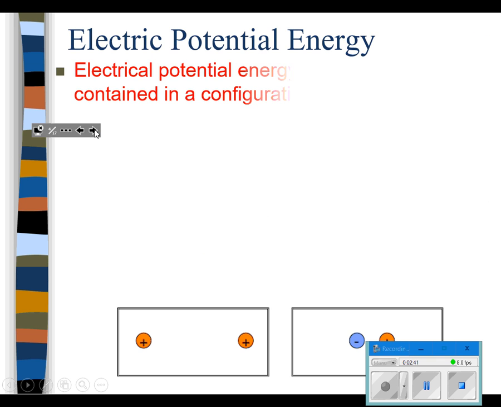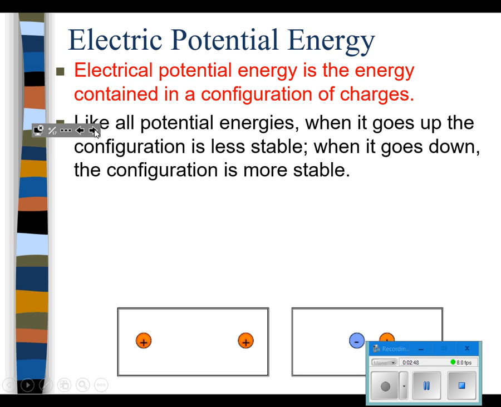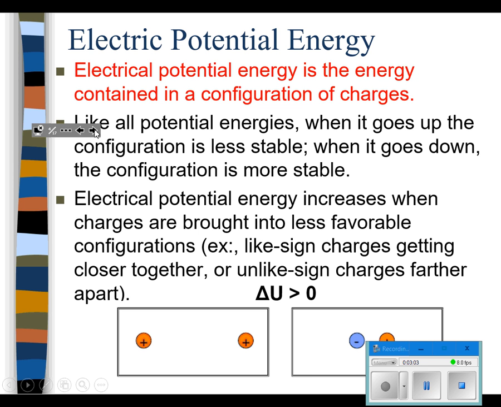So electric potential energy is the same thought. Electric potential energy is the energy contained in a configuration of charges. So like all potential energies, when it goes up, the configuration becomes less stable, like us picking a block up off the ground. When it goes down, the configuration becomes more stable, just like when we let the block go and it goes to the ground. So electric potential energy increases when the charges are brought together into less favorable configurations. So when like sign charges get closer together or unlike charges get further apart.